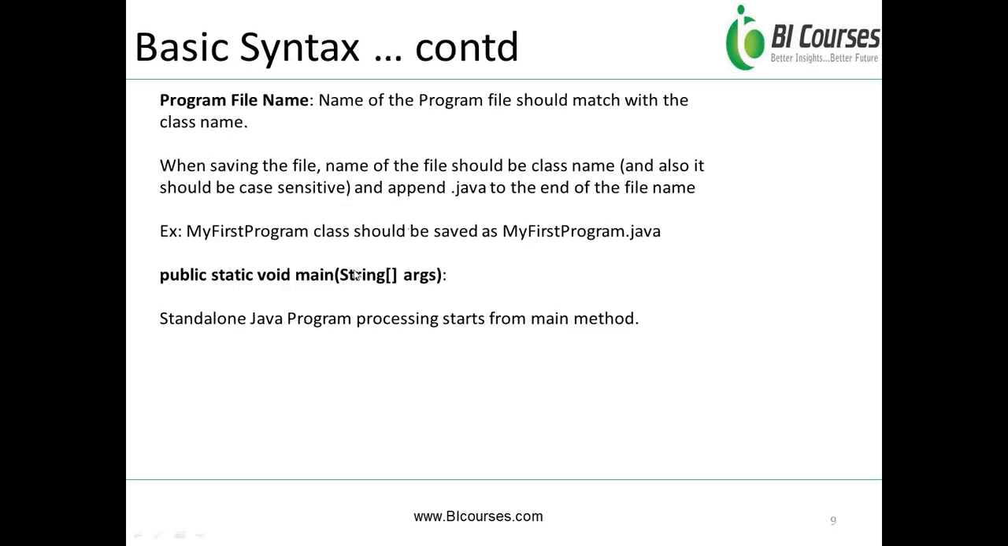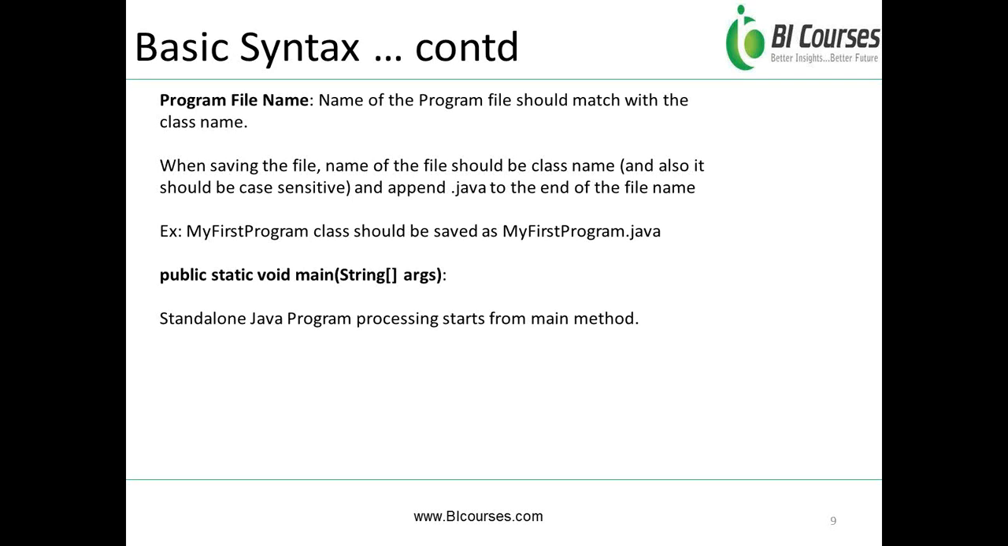And program file name. The name of the program file should match the class name. When saving the file, the name of the file should match the class name and it should be appended with .java at the end of the file name, which is also known as the extension. Here, my first program class should be saved as MyFirstProgram.java.